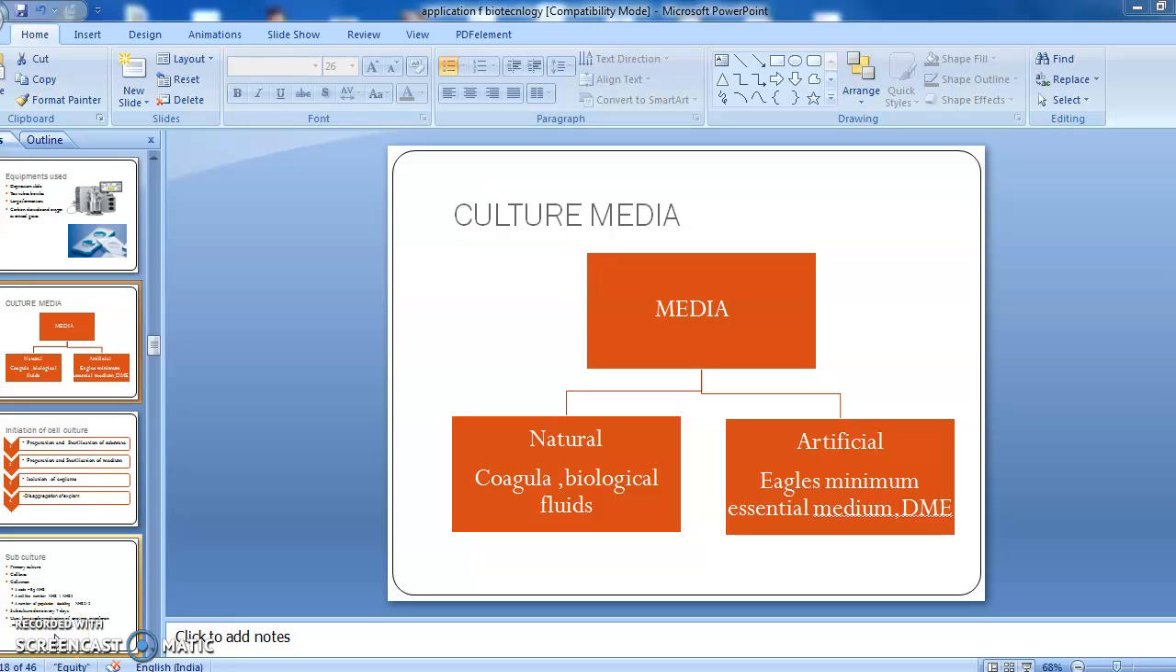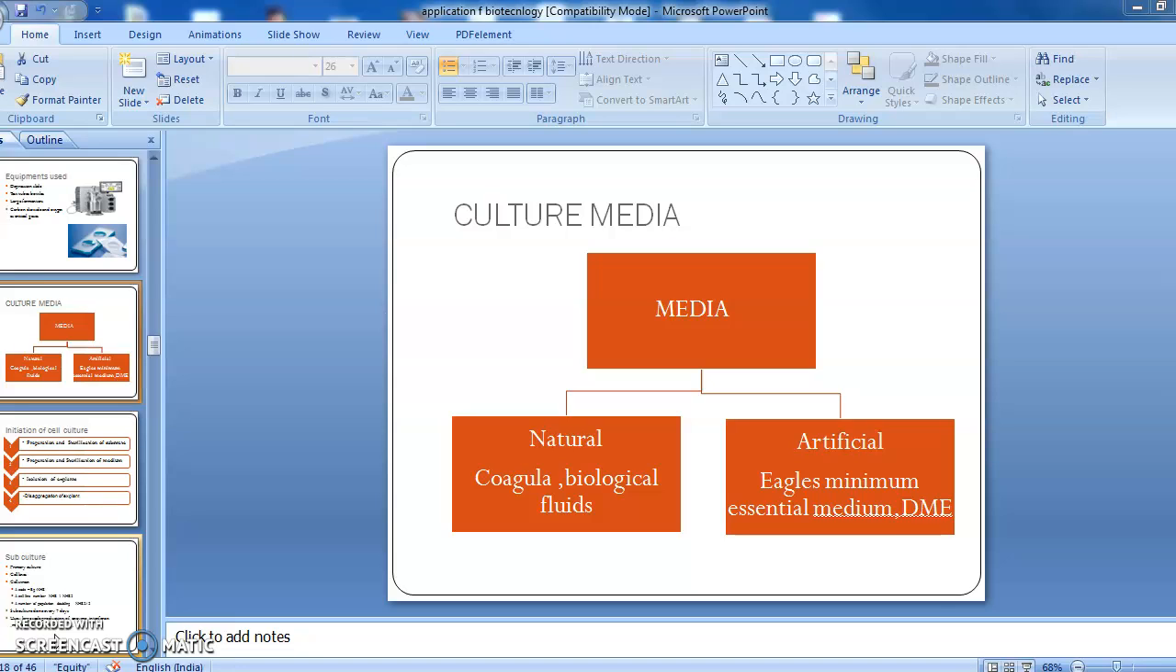The nutrient media used for the culture of animal cells and tissues must be able to support their survival as well as growth. They provide nutritional and hormonal factors. There are two types, natural and artificial. Natural media consists solely of naturally occurring biological fluids like coagulant clots, that is plasma clot.